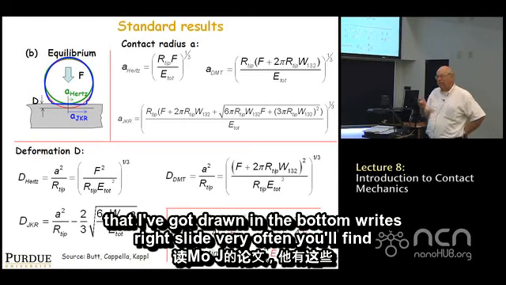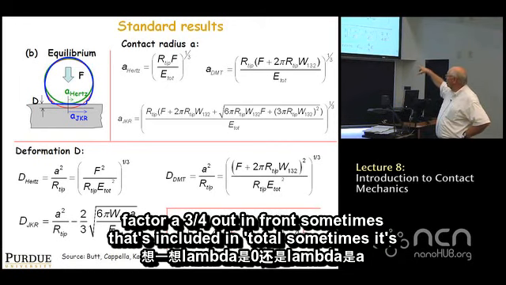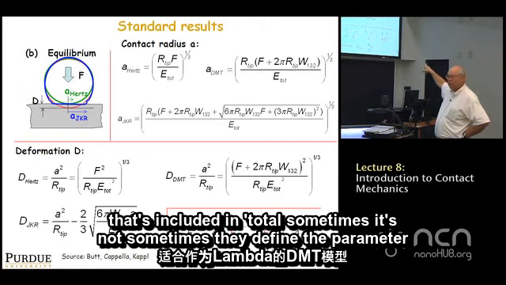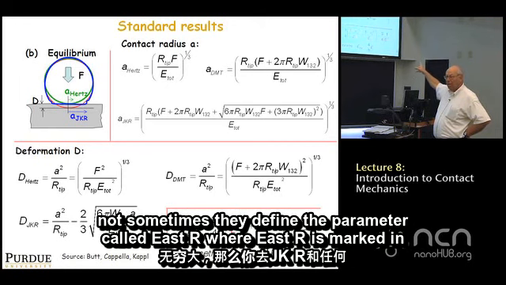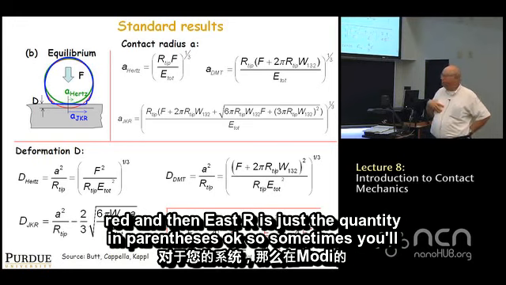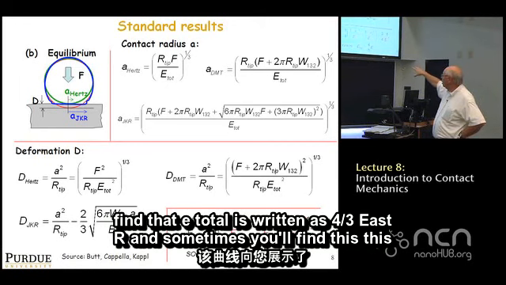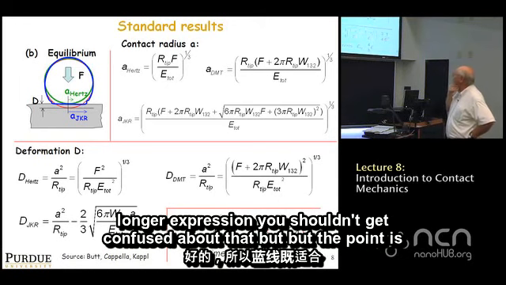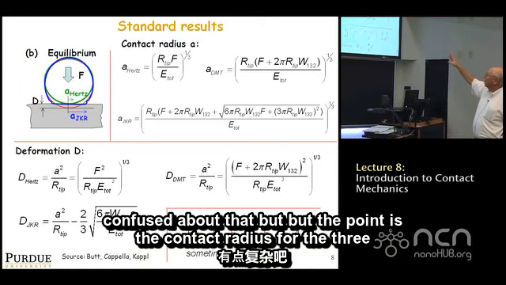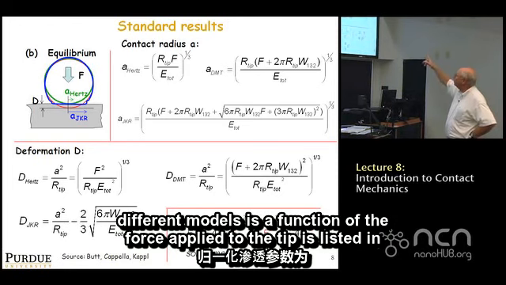Very often you'll find different literature, right? See that factor of 4/3 out in front, sometimes that's included in E total, sometimes it's not. Sometimes they define a parameter called E star, where E star is marked in red, and then E star is just the quantity in parentheses, okay? So sometimes you'll find that E total is written as 4/3 E star, and sometimes you'll find this longer expression. You shouldn't get confused about that. But the point is the contact radius for the 3 different models as a function of the force applied to the tip is listed in that top panel.